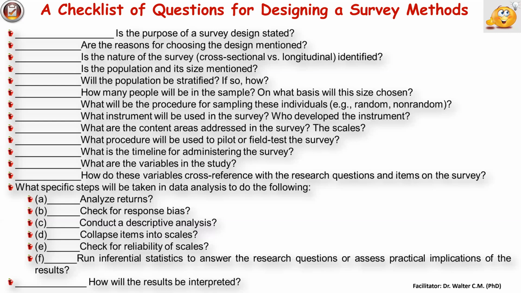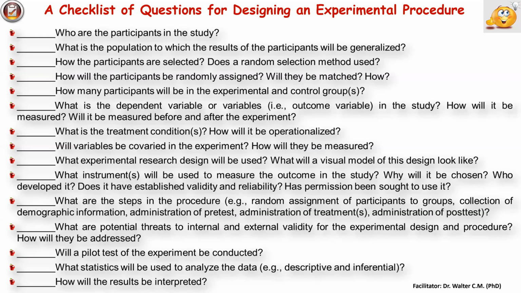Same. We have several questions to ask for quantitative interventional studies. And then you sit down with your proposal, with the checklist aside, and cross-check your proposal against this checklist. If you find that you have at least accommodated all of these questions, who are the participants in the study? You have mentioned them in the methodology. What is the population to which the results of the participants will be generalized? You have mentioned it in the methodology.